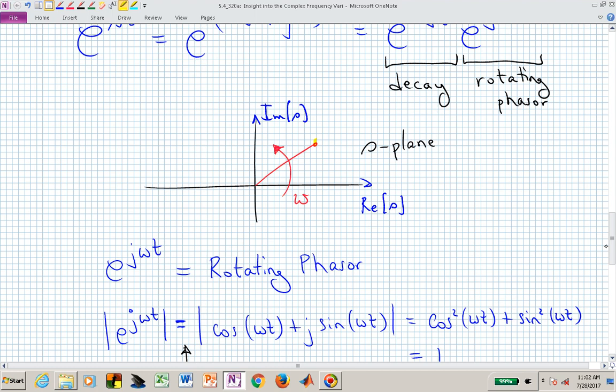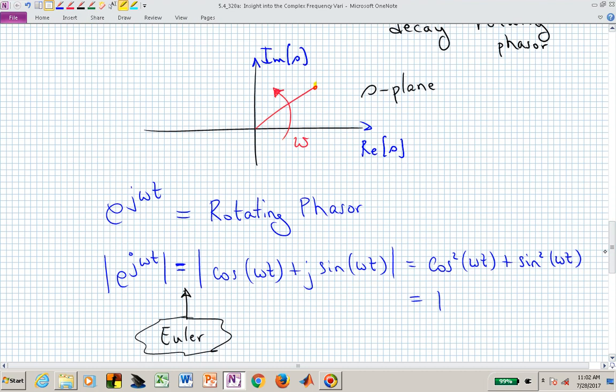If we look at the magnitude of this for any value of time t, we can now look at the magnitude using Euler. Euler allows us to rewrite this e to the jx as cosine x plus j sine x, meaning the magnitude of e to the jx, or e to the j omega t, is equal to the magnitude of the real part, cosine omega t, plus j times the imaginary part, which is sine omega t.